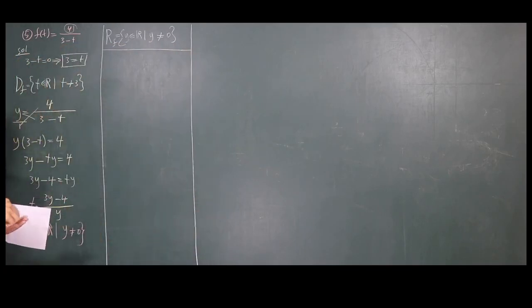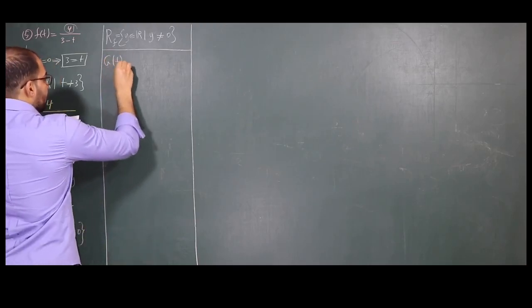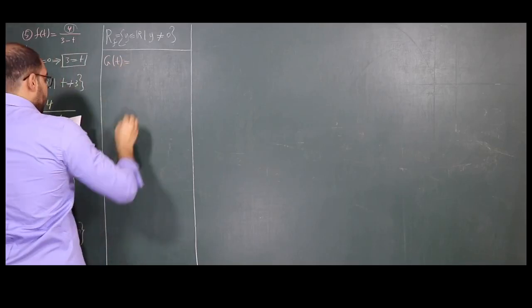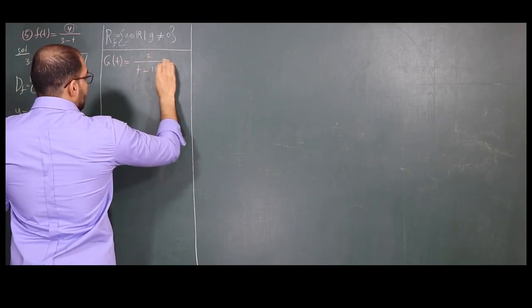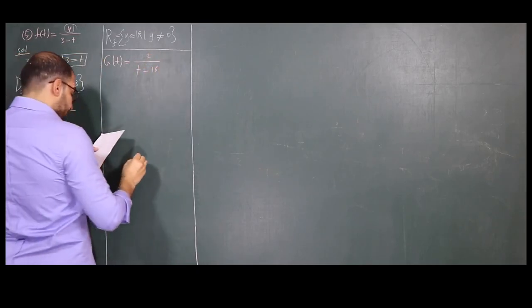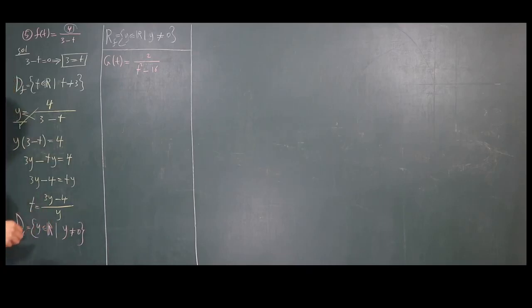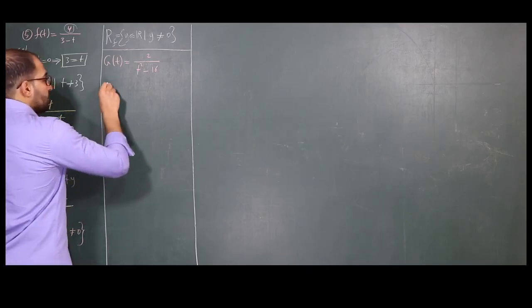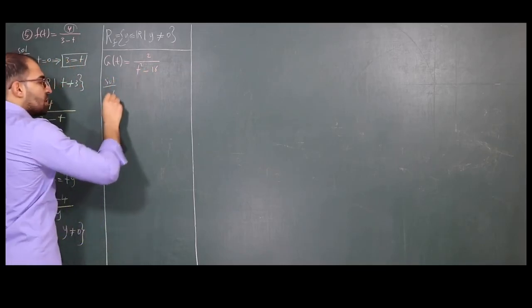Now we're going to study the next function, which is capital G of t equals 2 divided by t squared minus 16. It's too easy to find the domain of this function, and I think it's not very hard to find the range as well. So to solve this question, we need to put the same expressions.